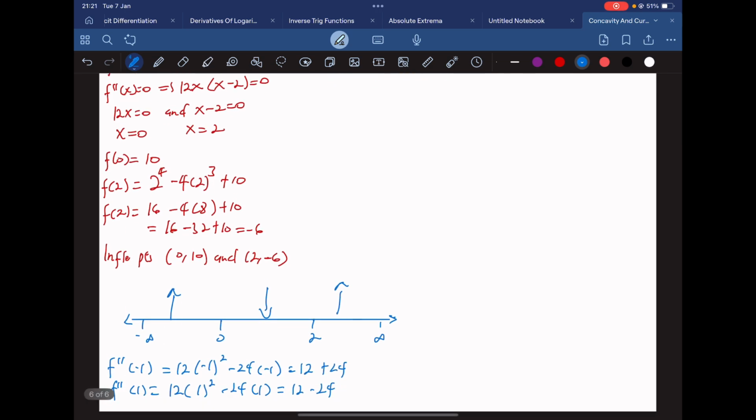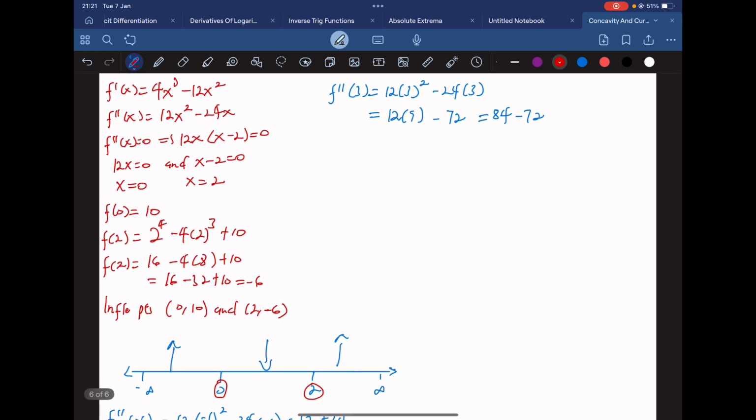And one thing to notice, to check to see if these are indeed inflection points, the signs have to alternate. So clearly you see that at 0, we go from up to down, meaning the signs also alternate, so it is indeed an inflection point. At 2, we see that the sign also alternates, we go from down to up, so it's also indeed an inflection point. So that's one thing to note as well.